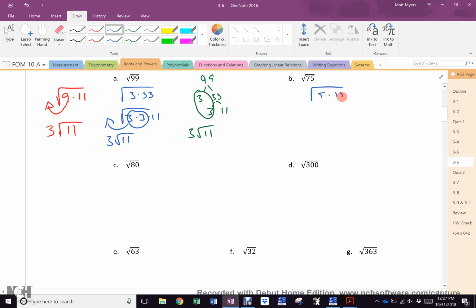5 times 15. Still no squares, right? 5 times 5 times 3. Is there a pair? What is it? So what comes out? 5. What stayed under there? Now, if I was an expert, I would say, isn't that 25 times 3? What's square root of 25? 5. 5 root 3.